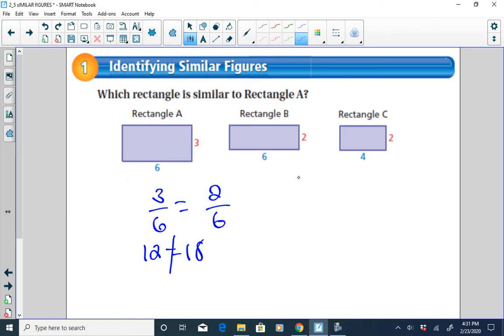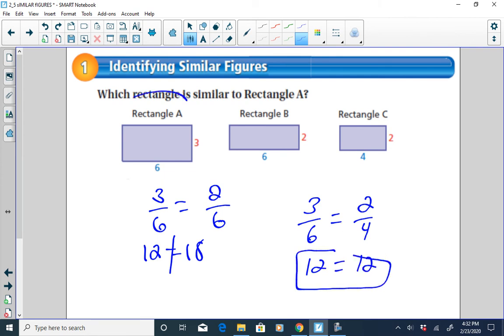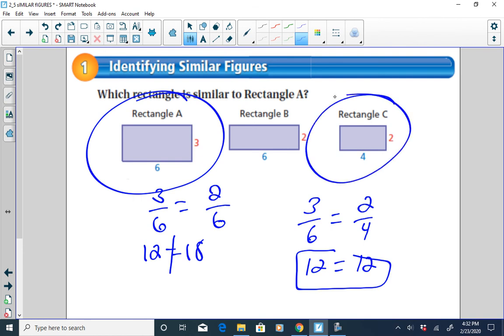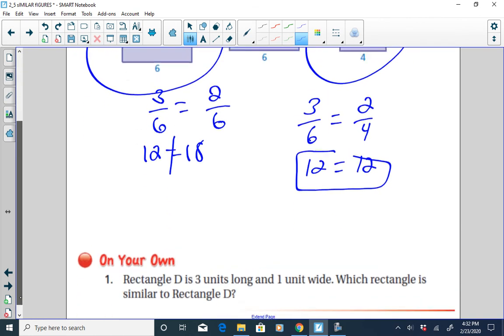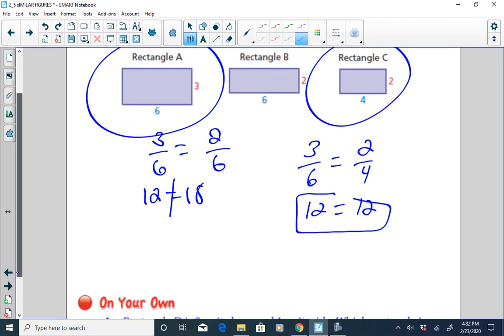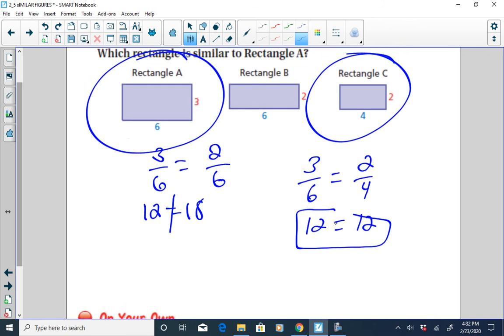Well, let's try A with C. Is 3 to 6 the same as 2 to 4? Let's check those cross products. 6 times 2 is 12. 3 times 4 is 12. We can see that those cross products are equal, which means that rectangle A and rectangle C are similar because the corresponding sides are proportional, and we can see that because the cross products property tells us so.